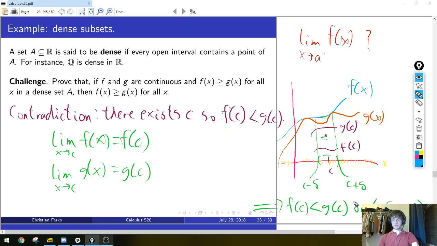So where's the contradiction? I agree you're saying there's a contradiction because we've said f is less than g on an interval and f is greater than or equal to g on a dense set. So how do we combine those two statements very explicitly to get the contradiction?